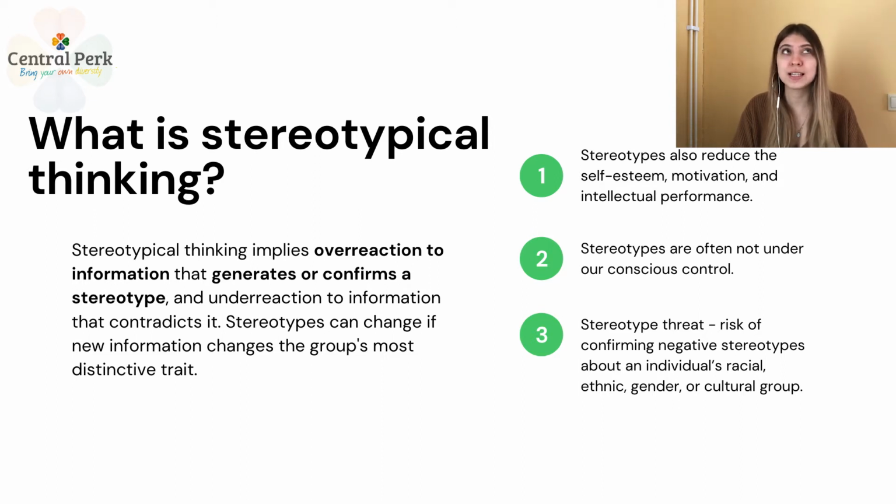So let's take an obvious example. When you go to Russia, immediately people think about vodka, about people riding a bear, and you will try to search for the confirmations. You will try to search for people with a bottle of vodka. This is the stereotypical thinking, basically. And it is also underreaction to information that contradicts it. Stereotypes can change if new information changes the group's most distinctive trait.